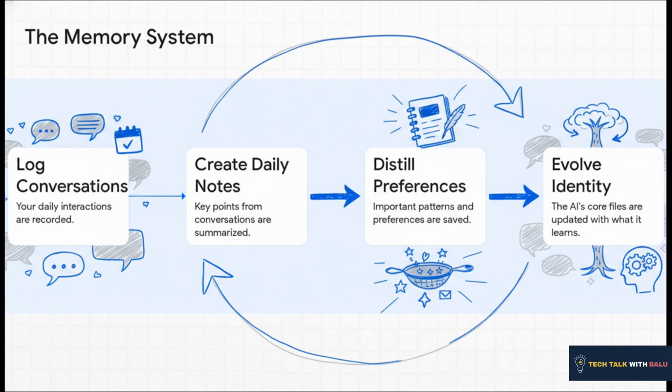It runs in this constant 4-step loop. First, it logs your chats. Then, it summarizes the important stuff. After that, it starts to notice patterns and figures out what you like. And then, this is the crazy part, it actually goes back and updates its own core identity and soul files based on what it's learned about you. It literally grows alongside you.